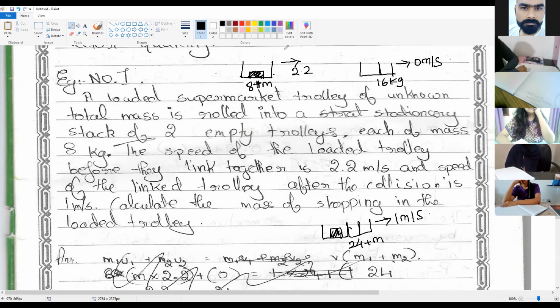Okay. Understood, everyone? So now can you guys do this for me? I think you guys know after this what to do. Find the momentum before the collision. Find the momentum after the collision, and equate them to each other. Give me the value of m. I want to know the value of m over here.